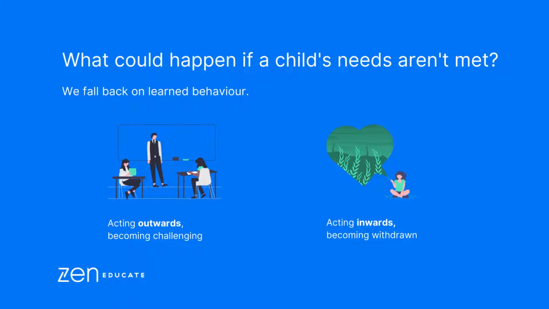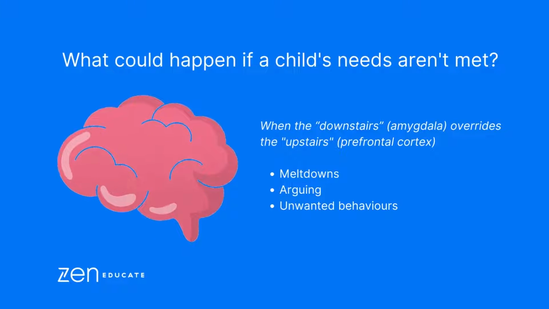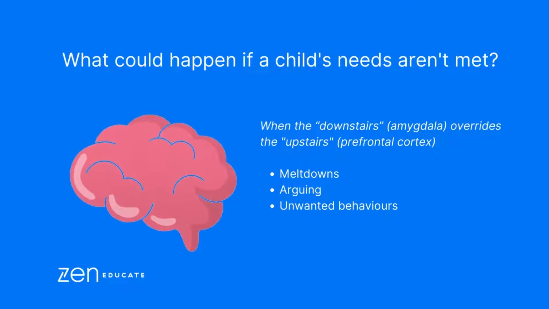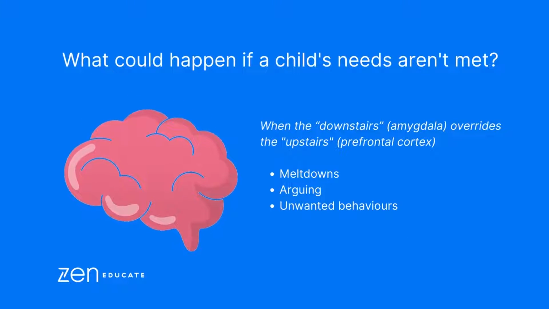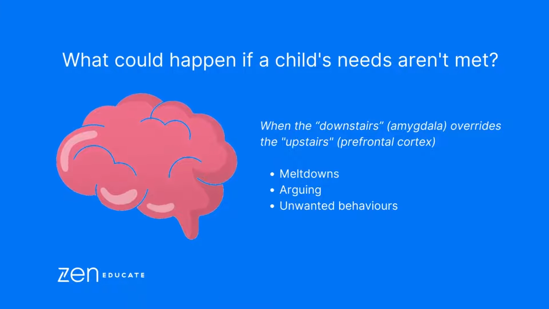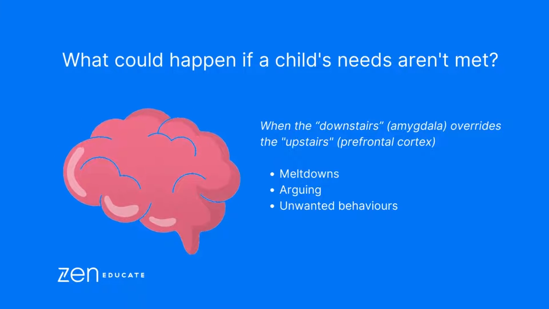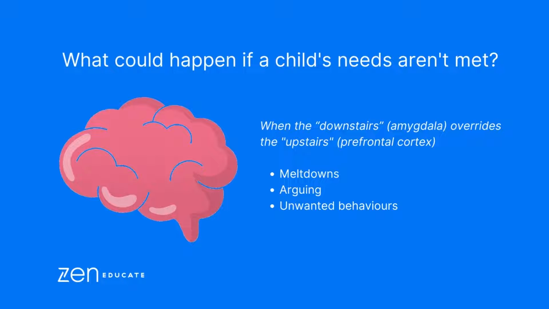This is often what we are observing in a child's challenging behaviour, needs not being met, resulting in outward or inward learned behaviours. So when the amygdala of a pupil, the downstairs, overrides the prefrontal cortex, the upstairs, we might see meltdowns, arguing and other unwanted behaviours.